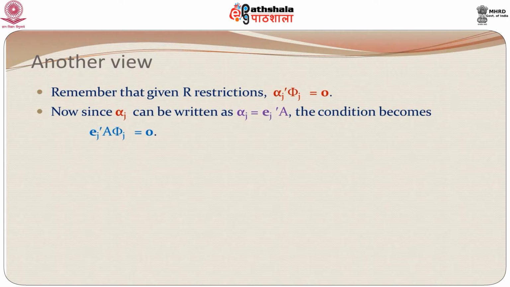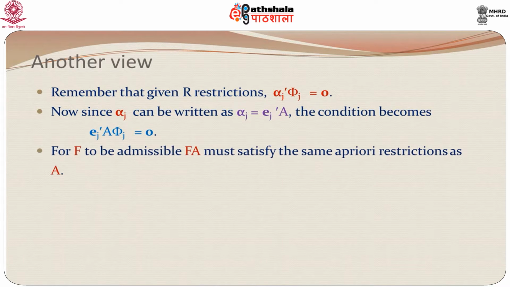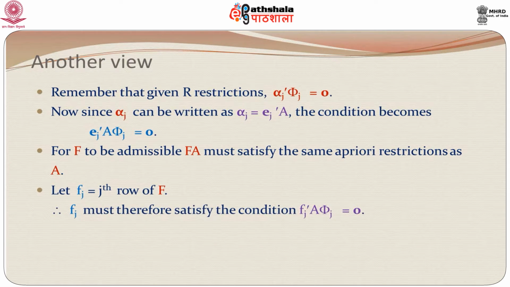So, if we use E j prime A instead of alpha j, then the condition alpha j prime phi j equal to 0 becomes E j prime A phi j is equal to 0. Now, remember, for F to be admissible, F A must satisfy the same a priori restrictions as A. So, what are the restrictions we have on A? Alpha j prime phi j is equal to 0. Let F j be the jth row of F. So, F j must satisfy the same conditions. F j prime A phi j must be equal to 0.